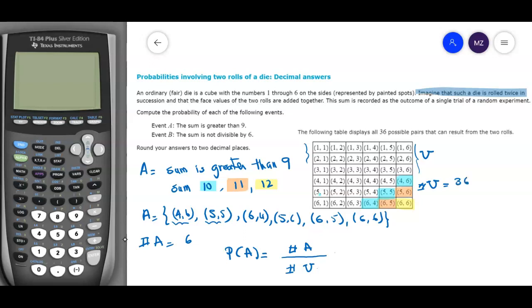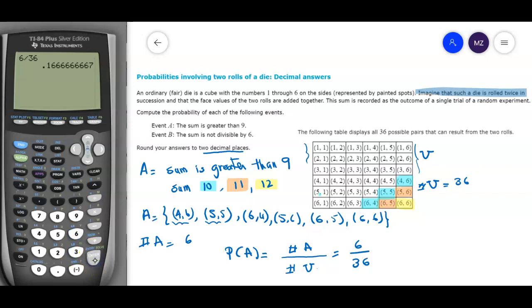So what you're going to do is just divide 6 by 36. Again, we're going to go back and look at how they want the answer, and they are asking for a decimal answer. You're going to just plug it into the calculator, 6 divided by 36.